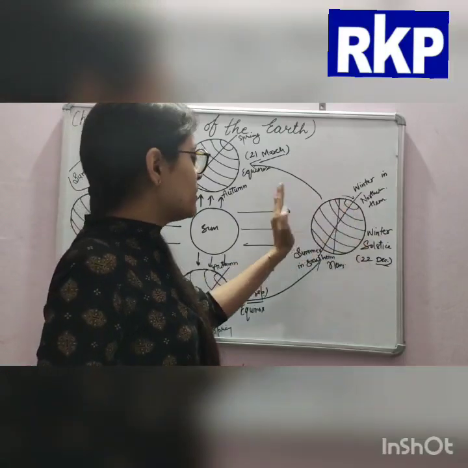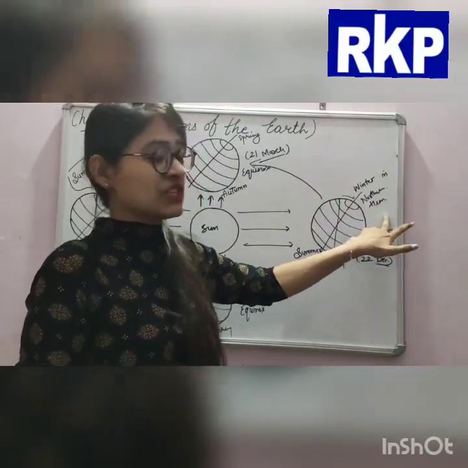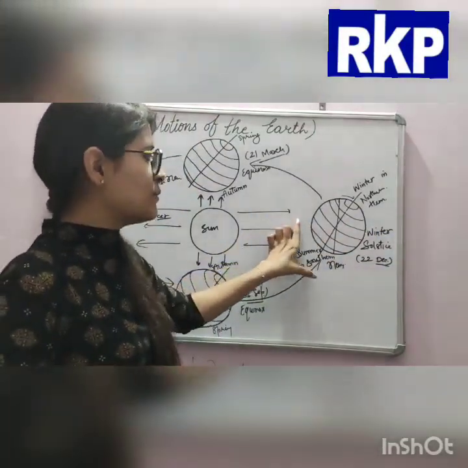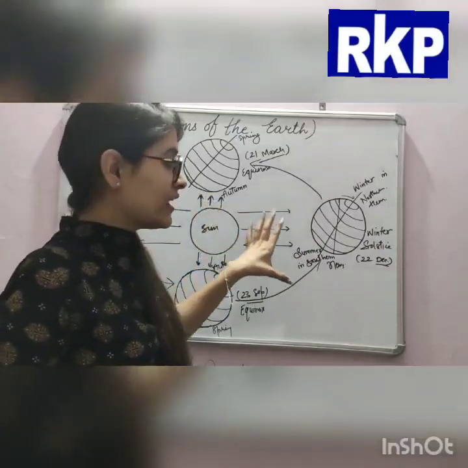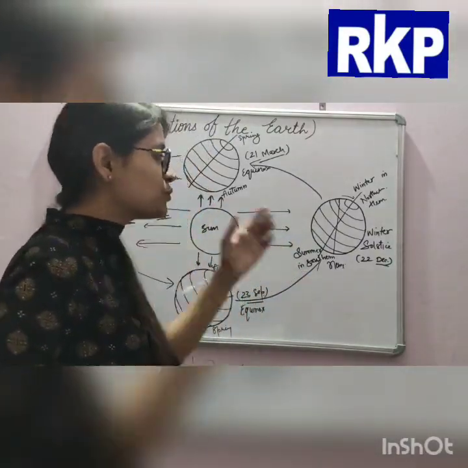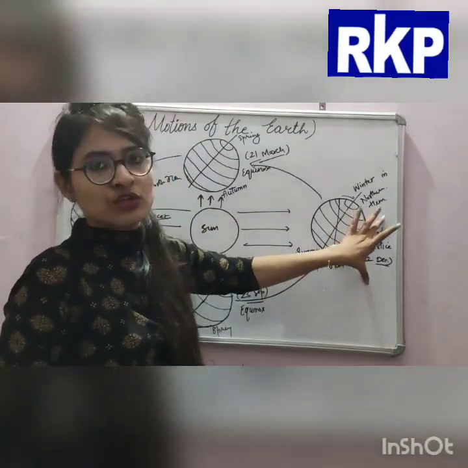Next, the northern part is away from the sun. It means in the northern hemisphere there will be winter, and the southern hemisphere, which is facing the sun, will be experiencing summer. This position of the earth is called winter solstice.